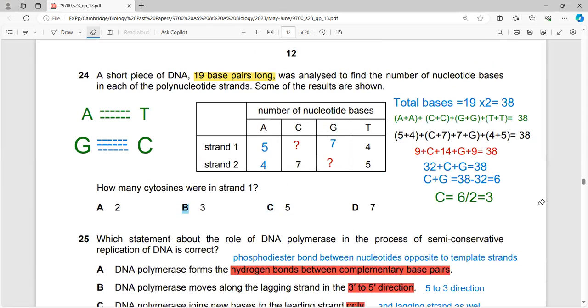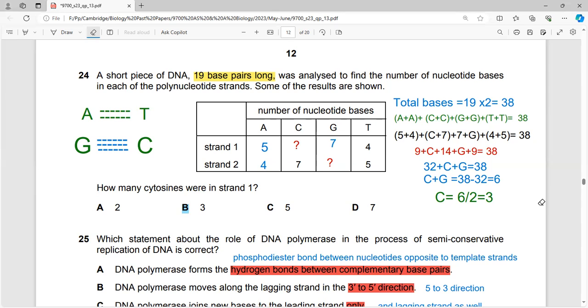We're going to proceed to question number 24. A short piece of DNA, 19 base pairs long, was analyzed to find the number of nucleotide bases in each of the polynucleotide strands. Some of the results are given there. To solve this question, you need to understand some concepts regarding DNA. DNA consists of 2 strands, strand 1 and strand 2, and complementary base pairing is present. For example, adenine is opposite to thymine with a double hydrogen bond, and guanine is opposite to cytosine with a triple hydrogen bond.